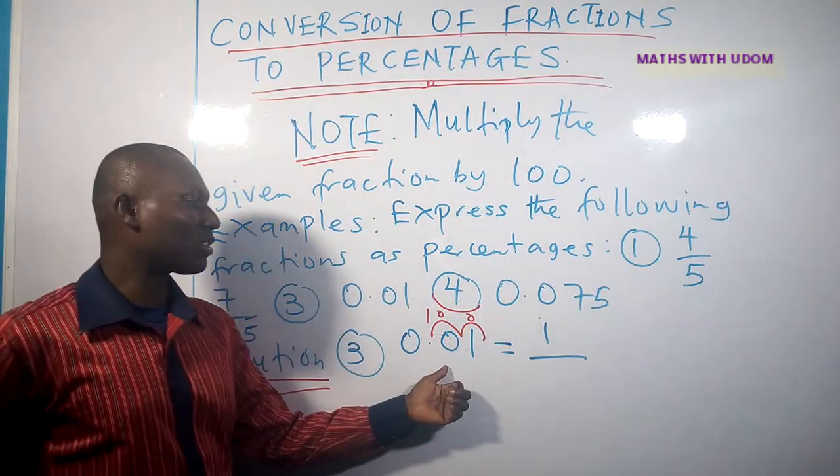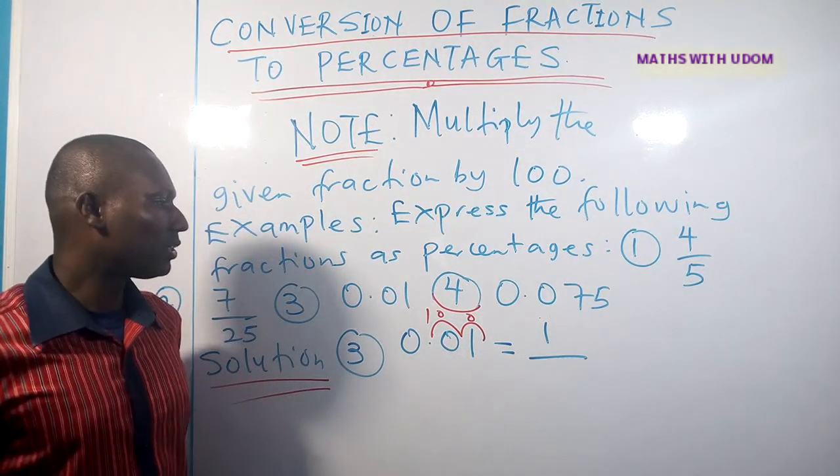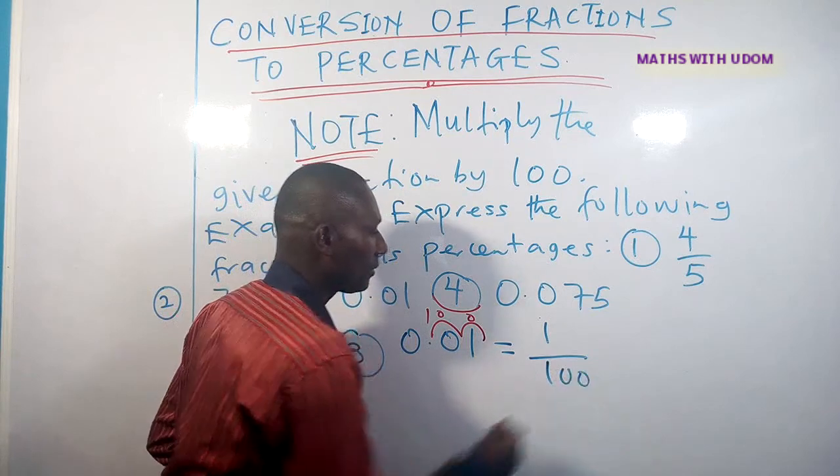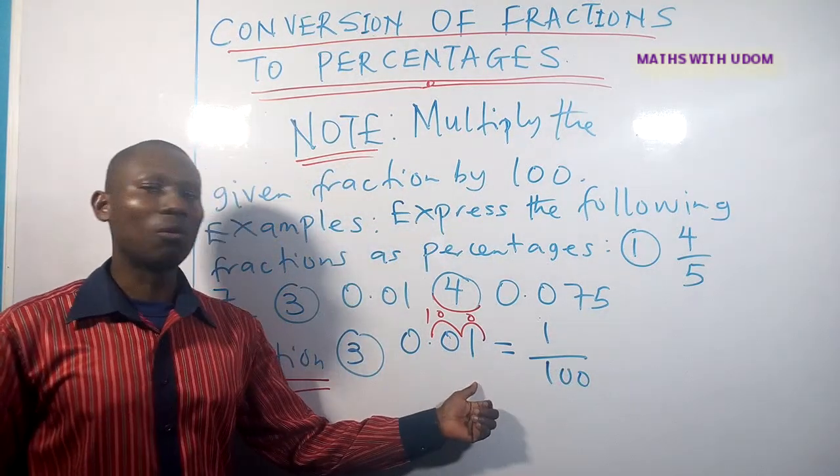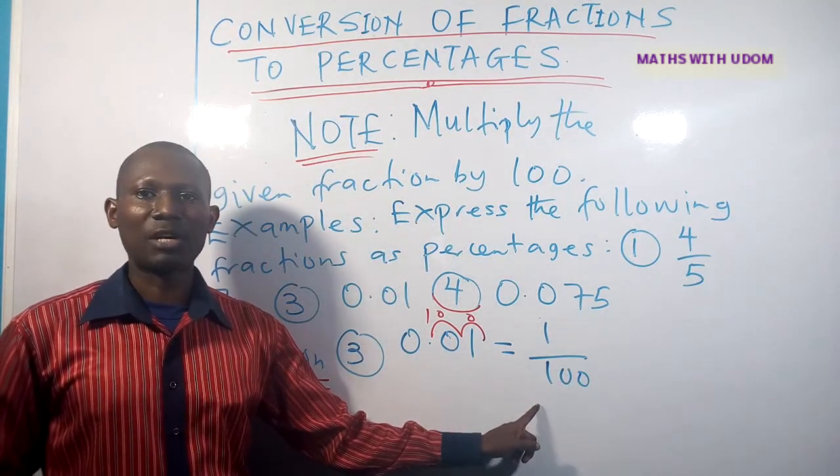So we are dividing this number by what? By 100. So we have converted 0.01 into what? A proper fraction, 1 over 100.